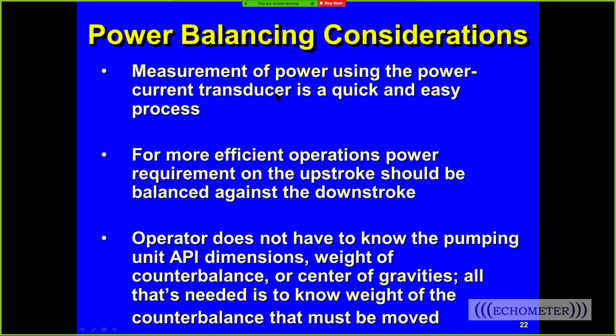So it's a pretty quick and easy test. It's very easy just to hook your power probes up and measure the power. For efficient operations, your upstroke and downstroke peaks should match or be close to being balanced. You don't have to know the unit description. You don't have to know the weight of the counterbalance. You don't have to know the center of gravities. All you need to know is how much the weights weigh. And toward the end of the class, we'll talk about how you can estimate what the weights weigh.